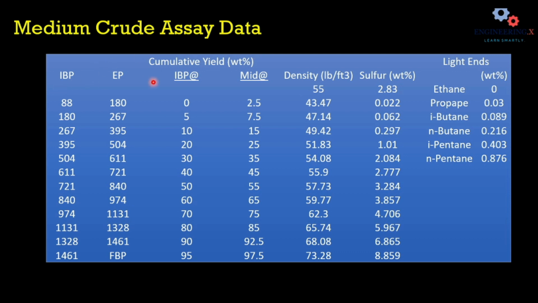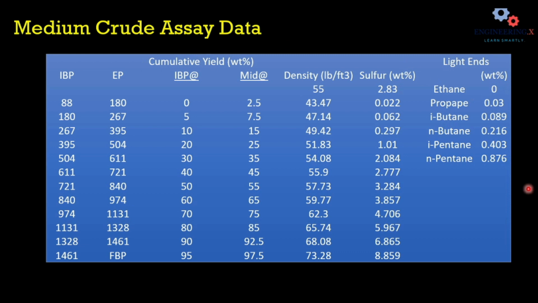Here we have the initial boiling point and final boiling point. This is the true boiling point distillation curve, and these are the cumulative yields in weight percent with respect to the initial boiling point and with respect to the mid boiling point. And these are the densities for each cut, also the sulfur weight percent for each cut. These first two values are the bulk properties for the assay, but we have independent values for each cut, and we also have the light ends weight percent in each type of crude.